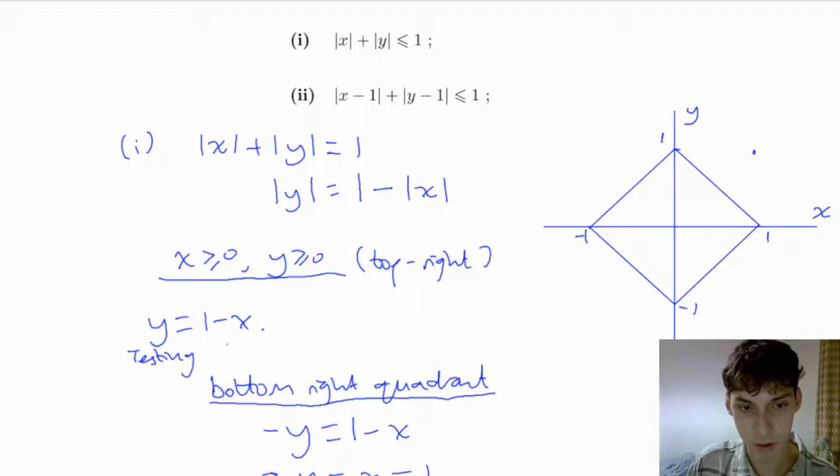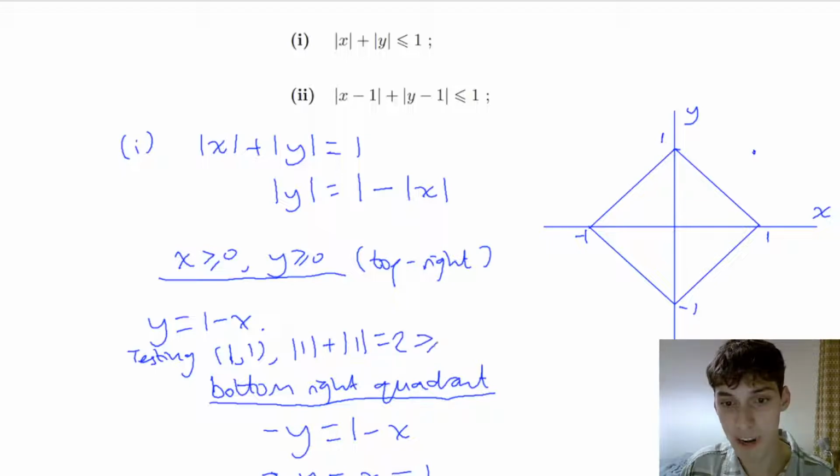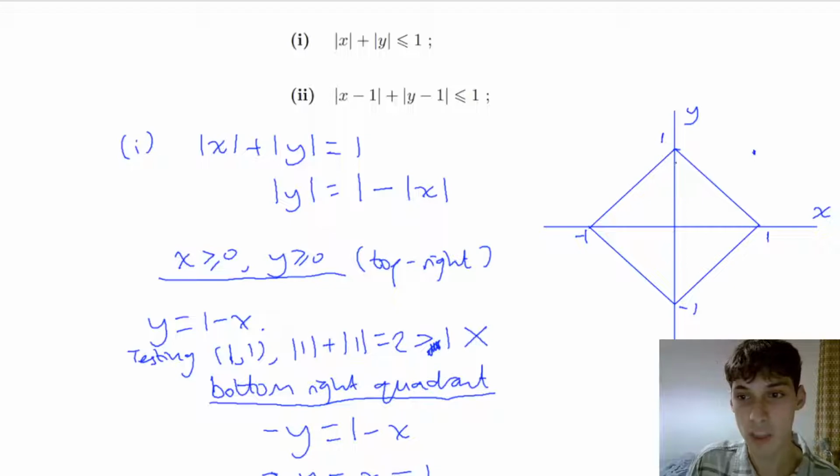Testing 1, 1. We get the modulus of 1, substituting in x equals 1, plus the modulus of 1, substituting in y equals 1, is equal to 2, which is greater than or equal to 1. So that doesn't satisfy the equation, it's not less than or equal to 1. Sorry, I should say greater than 1. So this point is not in the inequality, which means that the other side of the line must be. So we want to be shading this bit of the line.